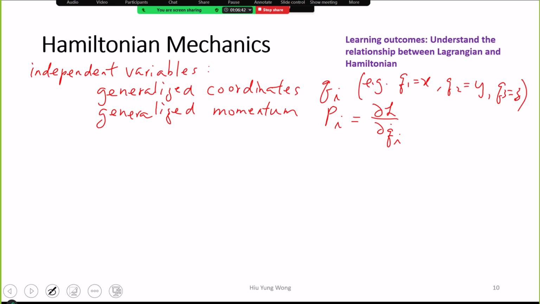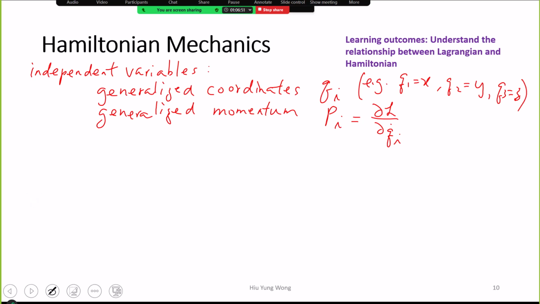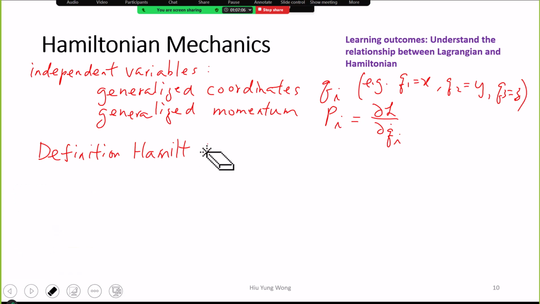Define. This again is a definition. Hamiltonian. Earlier we used something called the Lagrangian, right? But now we define something called the Hamiltonian, which is H. It depends on the generalized coordinates q1, q2, but p1, p2 instead of q1 dot and q2 dot, right? And then of course it depends on t.